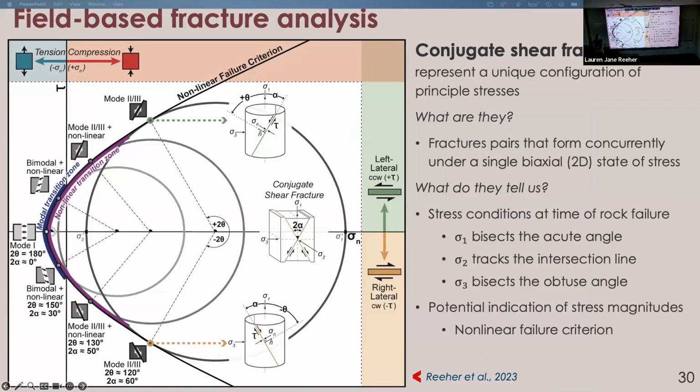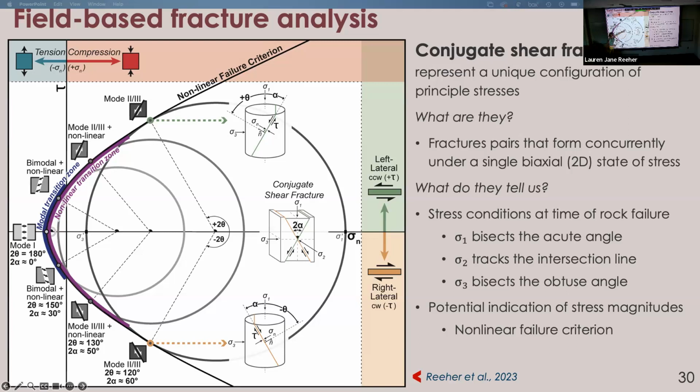So what can we tell from these conjugate shear fractures? What we're looking to do is look at the orientation of the shear fractures and relate that back to a stress state. So when you think about that in Mohr circle space, and if you haven't looked at Mohr circles in a while, what we're looking at here is trying to relate a stress environment to rock failure.